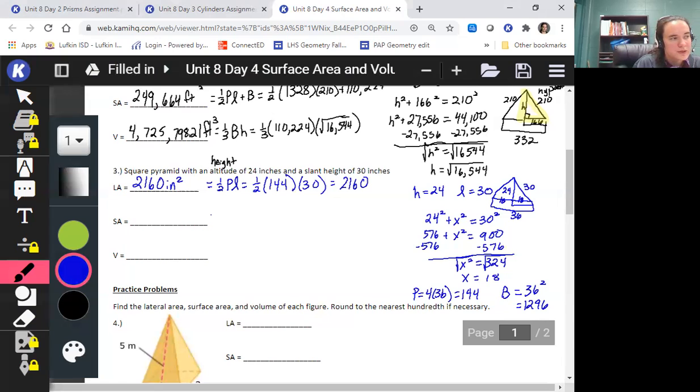And then we need to find our total surface area. Remember, our formula for total surface area is 1/2 times our perimeter times our slant height plus the area of our base. So 1/2 times our perimeter, which is 144, times our slant height, which is 30, plus the area of our base, which is 1,296. And we get 3,456 inches squared.